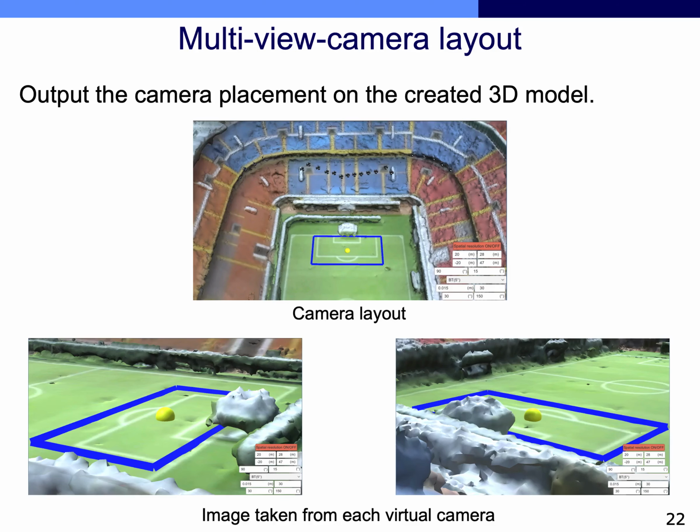The result of importing the generated 3D model into the interface is shown in the figure. The top figure shows the camera icons to be placed, and the bottom figures show how you can observe the CG stadium model by clicking on the camera icons.